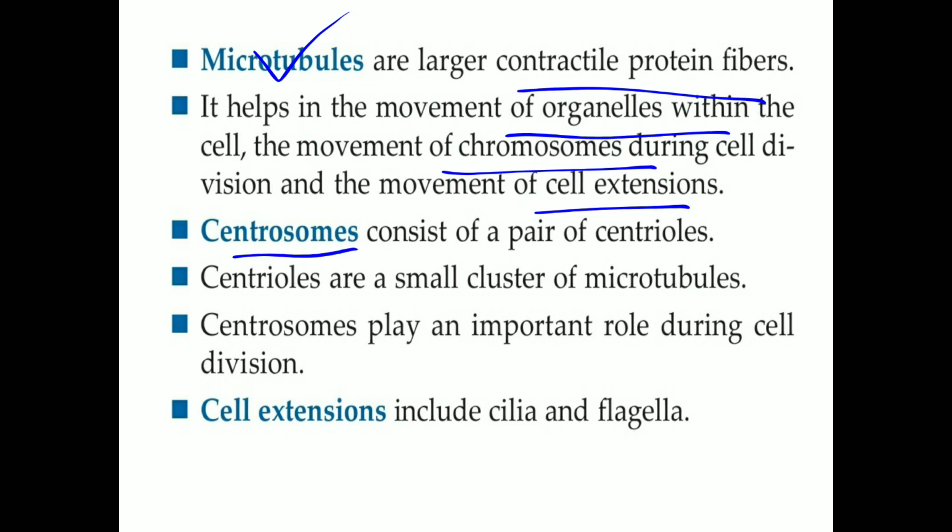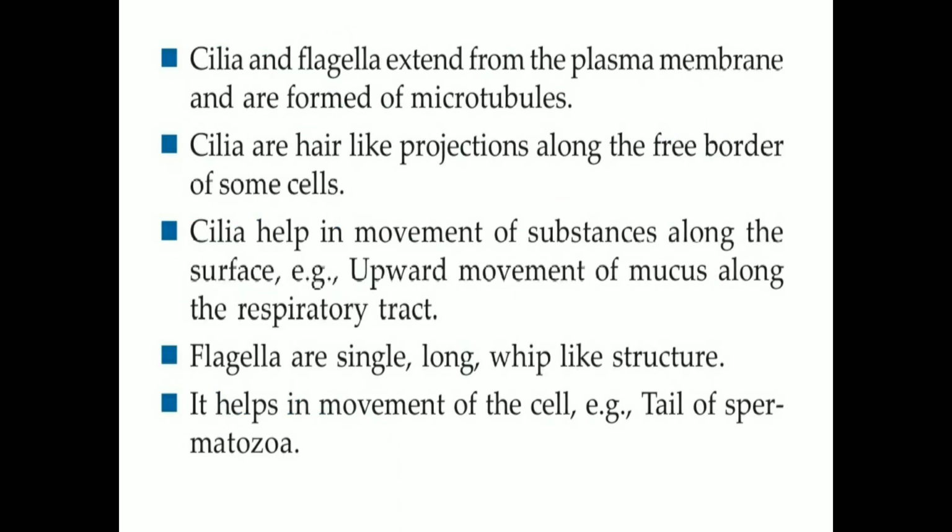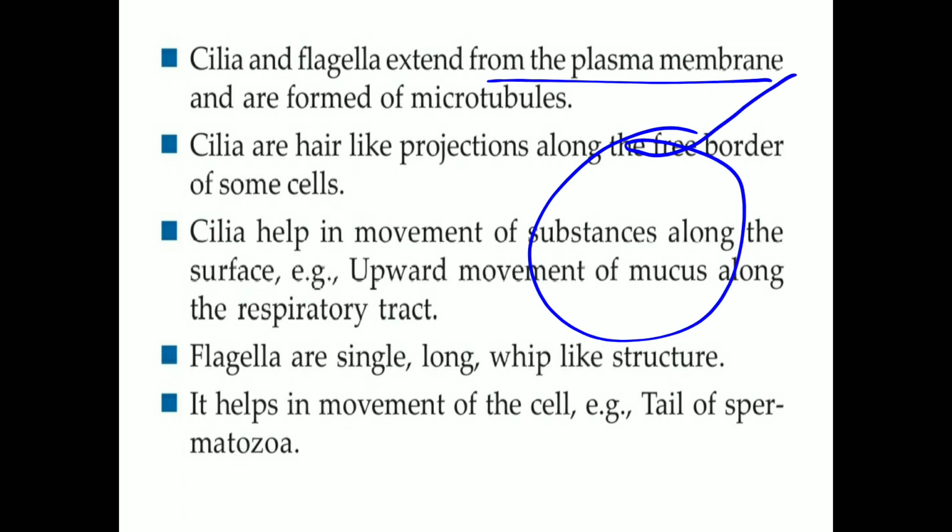And next is centrosomes. They consist of a pair of centrioles. They are a small cluster of microtubules, and they play an important role during cell division. The next is cell extensions, which include cilia and flagella. Cilia and flagella extend from the plasma membrane.